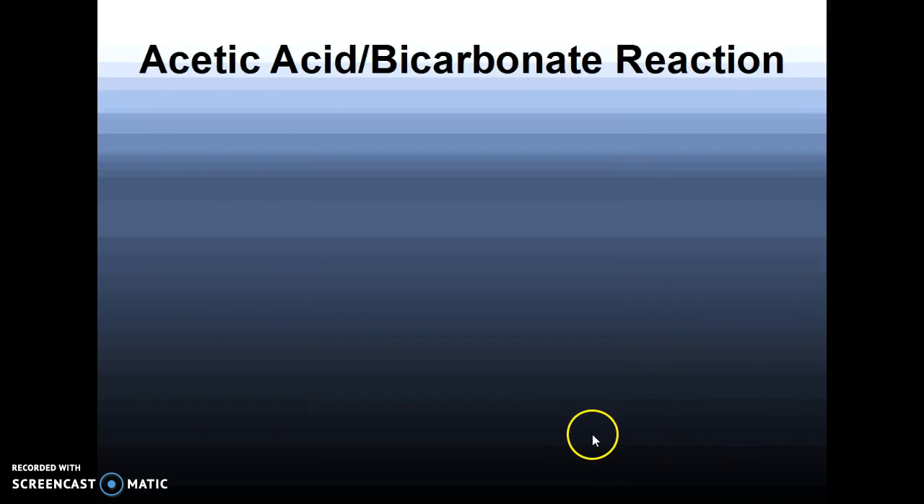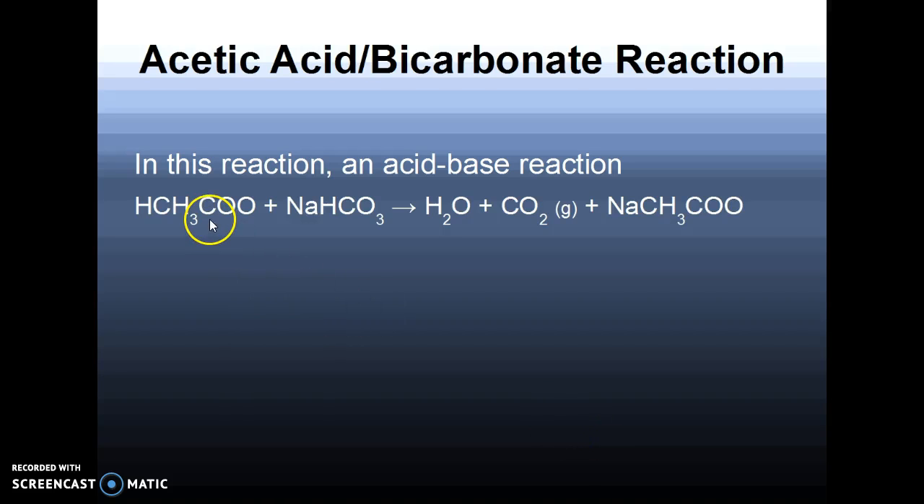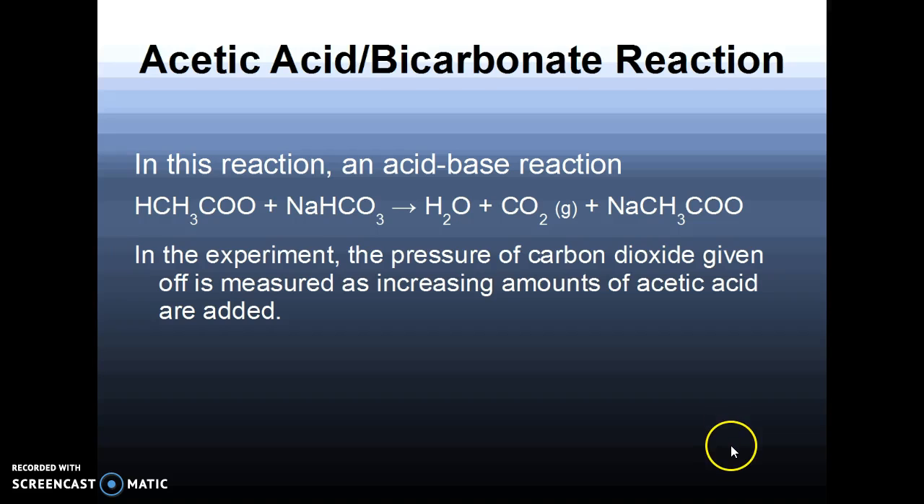Let's now move to another reaction, the reaction of acetic acid and sodium hydrogen carbonate, which is studied with gas pressure sensors. In this reaction, an acid-base reaction, acetic acid, HCH3COO, reacts with sodium hydrogen carbonate, which is acting as a base, to form water, carbon dioxide, and sodium acetate. In the experiment, we measure the pressure of the carbon dioxide that is given off over and above atmospheric pressure as we increase the amount of acetic acid in the mixture of the two.